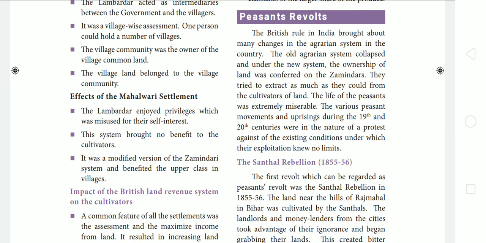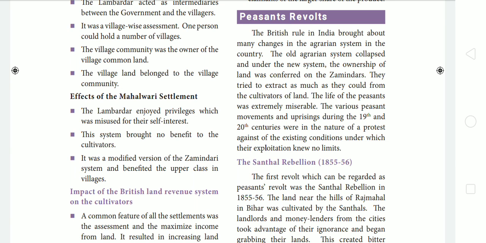So this is the continuation of our third unit, that is rural life and society. In our last class we learned about the types of land revenue policy of the British. What are the three types of land revenue policies? That is the permanent settlement, Rayotwari system and Mahalwari system. The permanent settlement system was introduced by Lord Cornwallis, the Rayotwari system was introduced by Thomas Munro, and the Mahalwari system was introduced by Lord William Bentinck.